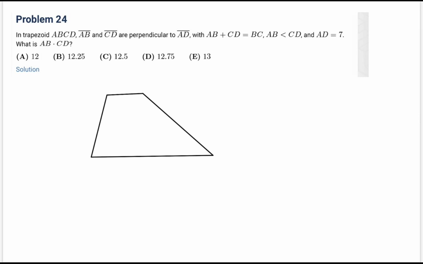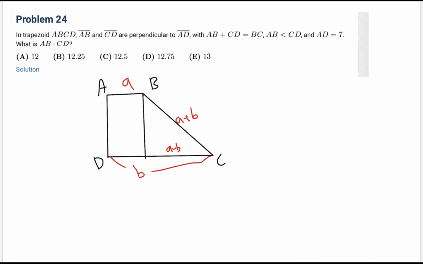And then AB and CD are perpendicular to AD. Oh, so they would have to be at a right angle, like this. And then with AB plus CD equals BC, so if this is A and this is B, this is A plus B, and then if you draw a line here, then this is A minus B.